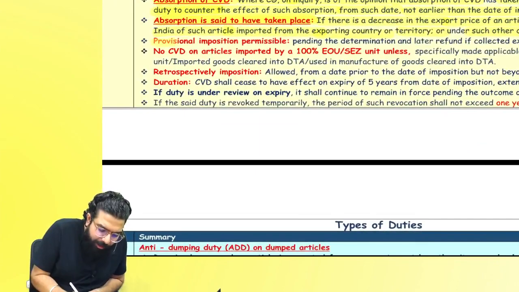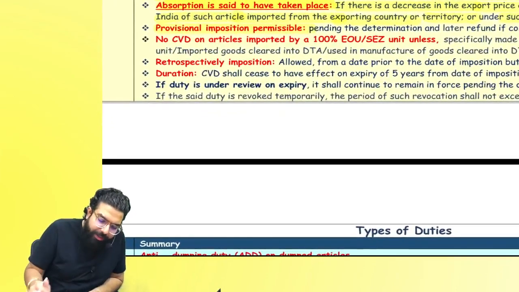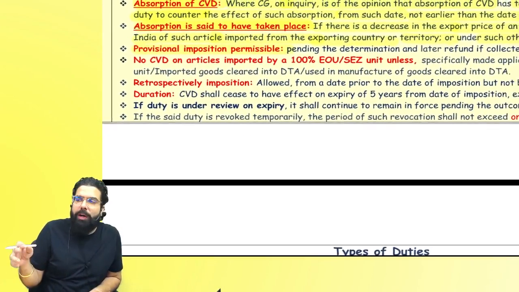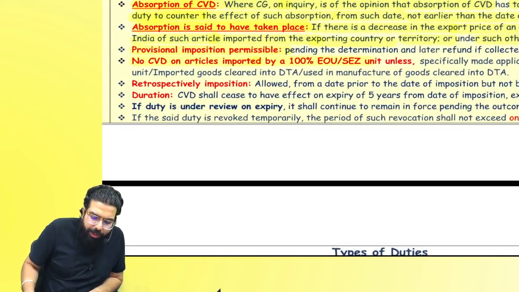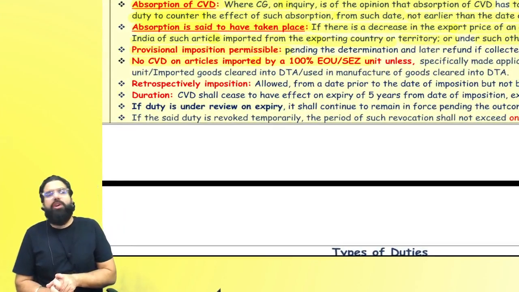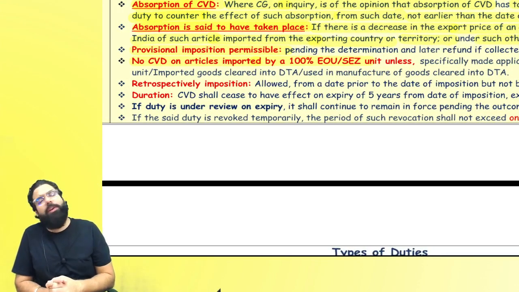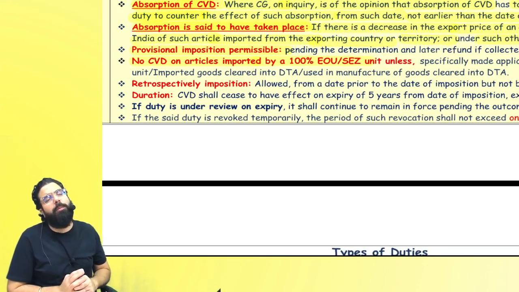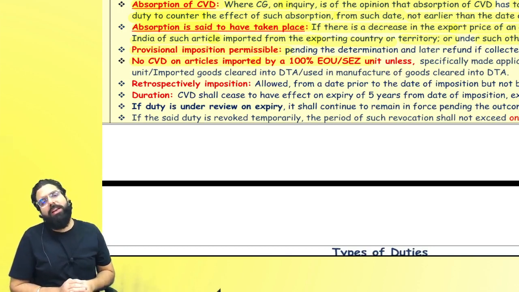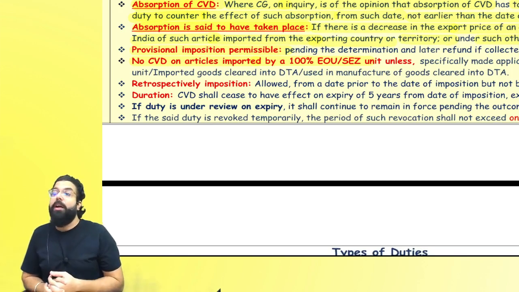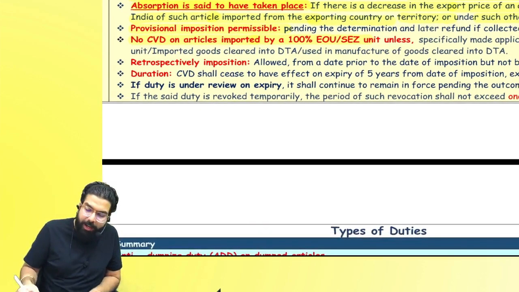The next one over here is provisional imposition. Is it possible? Yes, but on finalization, whatever extra was taken will be refunded. No CVD if you are importing and who is importing? 100% EOU. CVD on subsidized article will not come. 100% EOU is importing, or SEZ is importing. But if they clear in the domestic tariff area, or make goods and clear those goods in the domestic tariff area, then CVD on subsidized article will be imposed.